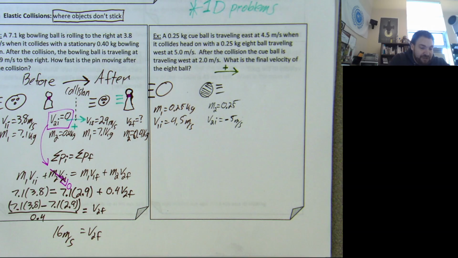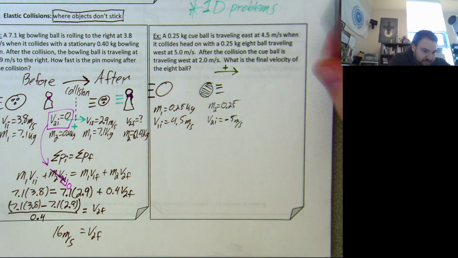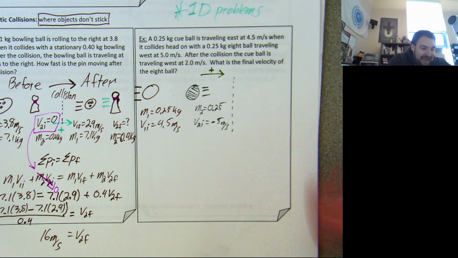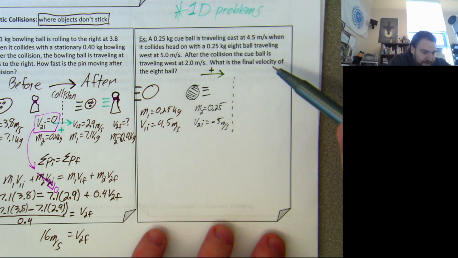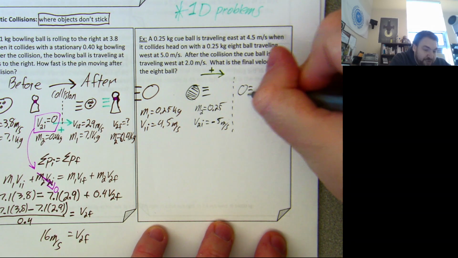So they're going to interact with each other. After the collision, there's our collision, we've got a cue ball traveling west. So the white ball turns around and goes the other way.